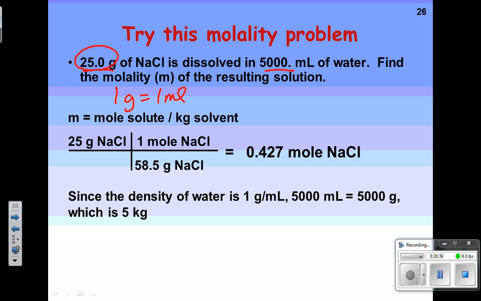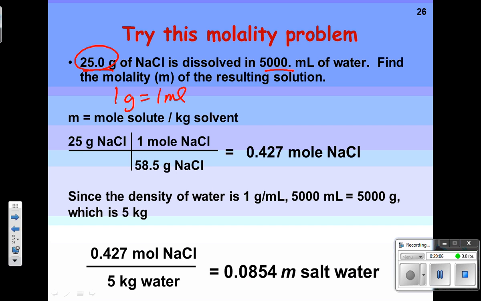So I just said, okay, 1 milliliter is equal to 1 gram, so 5,000 milliliters is equal to 5,000 grams. Therefore, if I divide that by 1,000, I got 5 kilograms. Everybody okay with that? Now take 0.427 divided by the 5. What is my molality? Come on, you guys can do this. Okay, 0.0854 molality salt water.